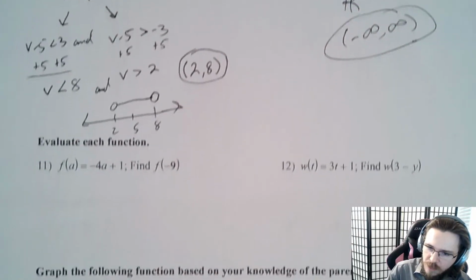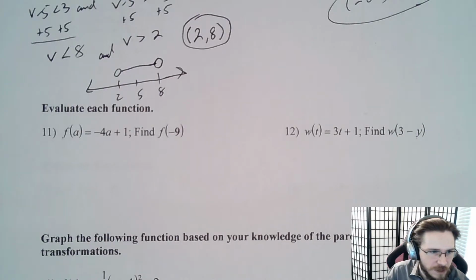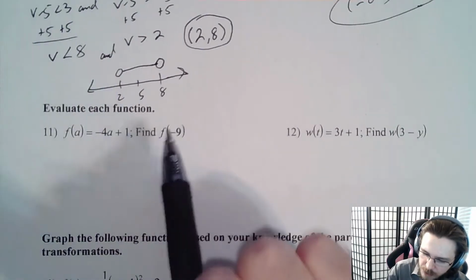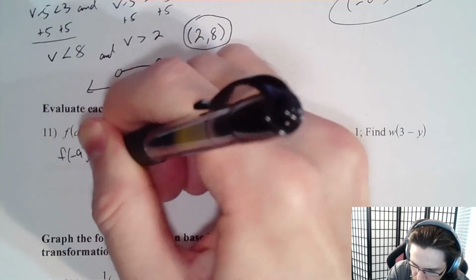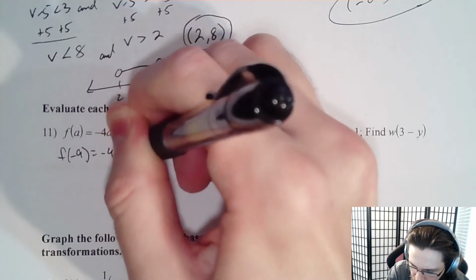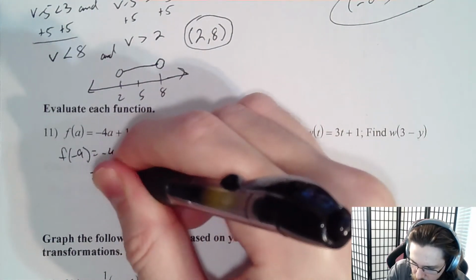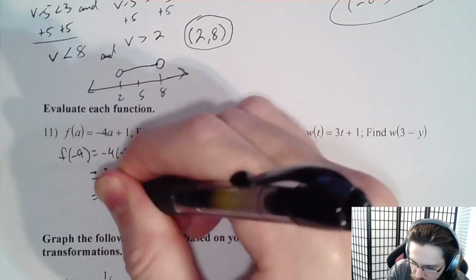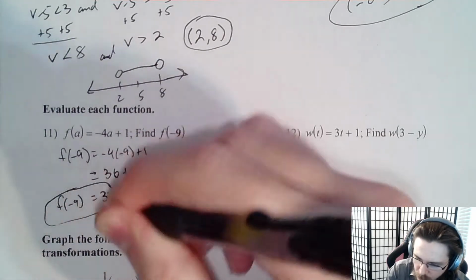All right, number 11. Here we go. Evaluate each function. So to evaluate a function, you're replacing the variable with whatever is on the inside of the parentheses here. So this a is becoming a -9, which means that a is becoming a -9. Then you just simplify. -4 times -9 is 36. 36 and 1 is 37. So f of -9 is 37.